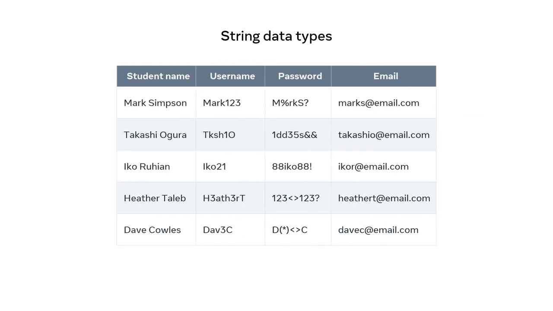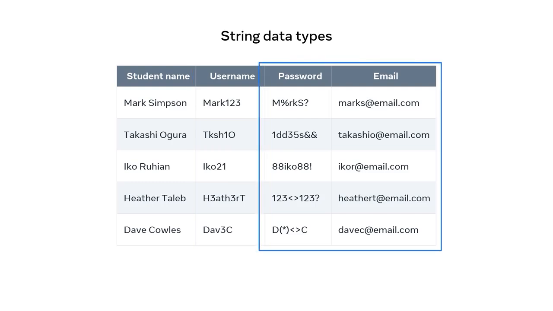Let's take the example of a student table from a college database. This table stores student login information for the college's online portal. It stores this information under the following 4 columns: student name, username, password, and email address. The student name column contains only alphabet characters. The username column contains alphanumeric characters, and the password and email columns contain a mix of character types.